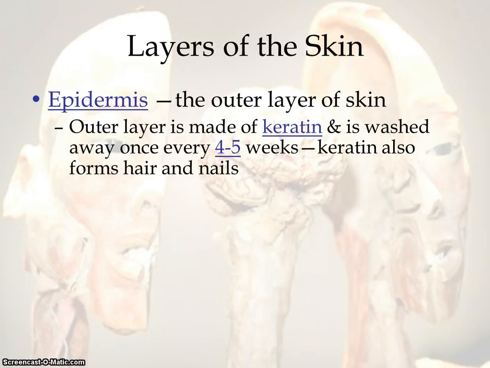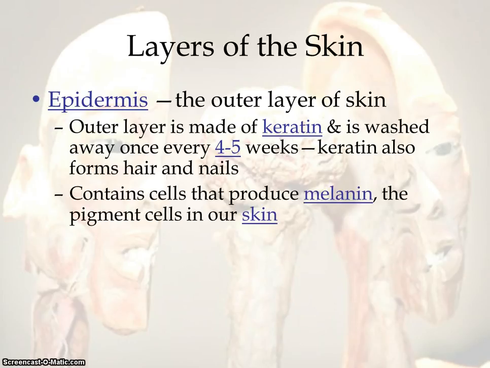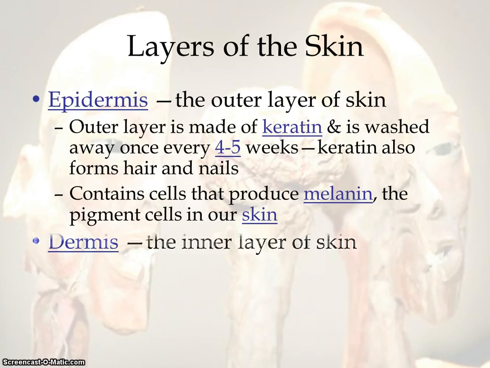Keratin is also found in the hair and the nails. So the keratin protein is also what helps form the hair and nails. This outer epidermis contains cells that produce melanin. Now, melanin is that pigment, that coloring pigment that produces the color of the skin.